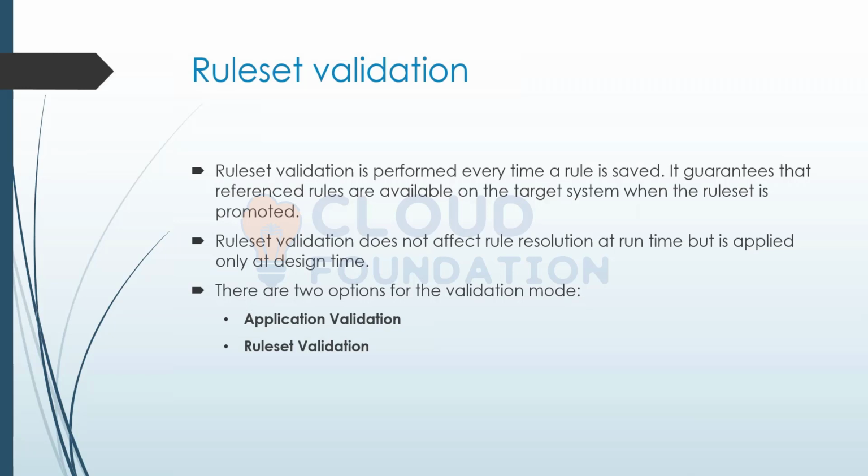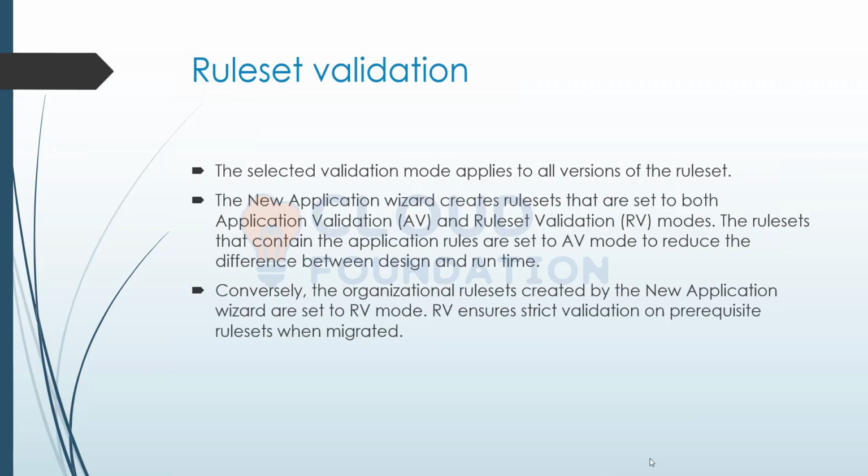Okay, so I understood there are two modes: application validation or rule set validation. Going forward, I will call them AV and RV. Now, how are they even important for us? So AV and RV modes define the accessibility of your rules. Okay. So from which rule set into which rule set can I access the rules?